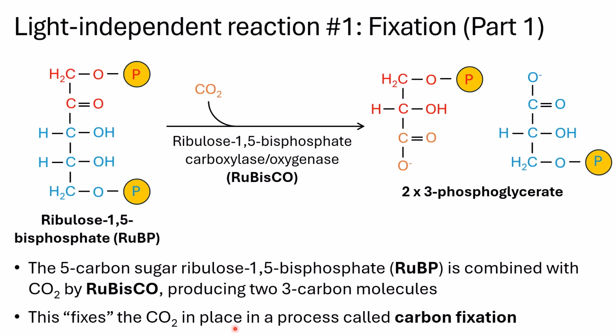For both RUBP and Rubisco, I am not expecting you to memorize what the full names are. I am expecting you to know that RUBP is the 5-carbon molecule and Rubisco is the enzyme that is used for carbon fixation.